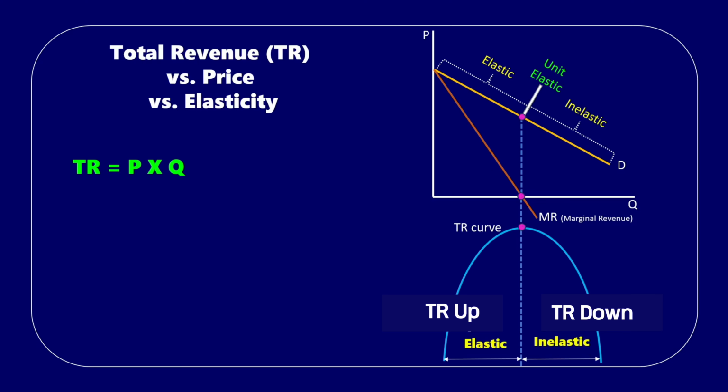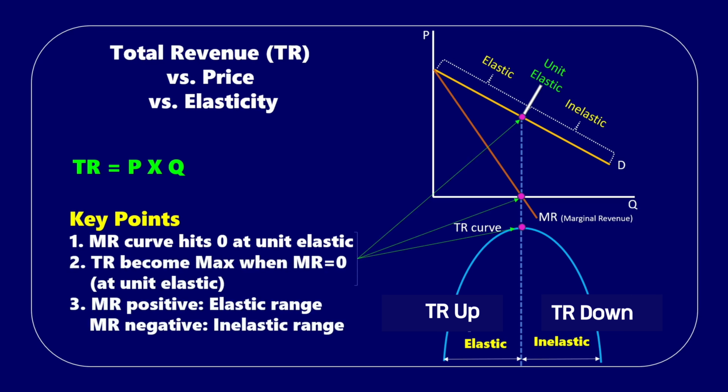When demand is elastic, consumers are very responsive to price. So when price goes up, quantity demanded falls by a lot, and total revenue actually goes down. But if price goes down in the elastic range, quantity increases by a lot, so total revenue goes up.